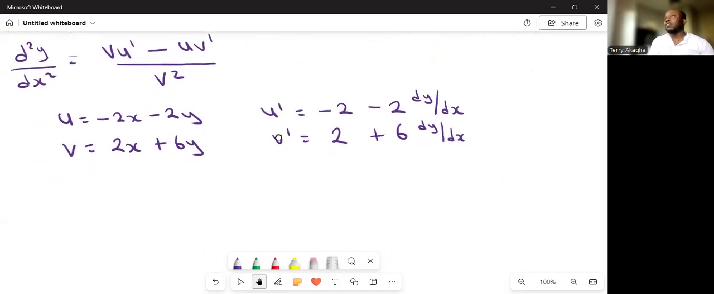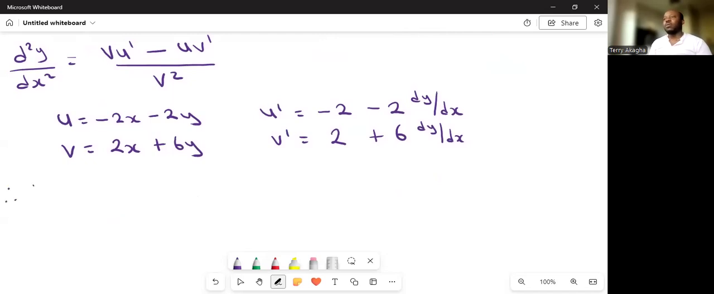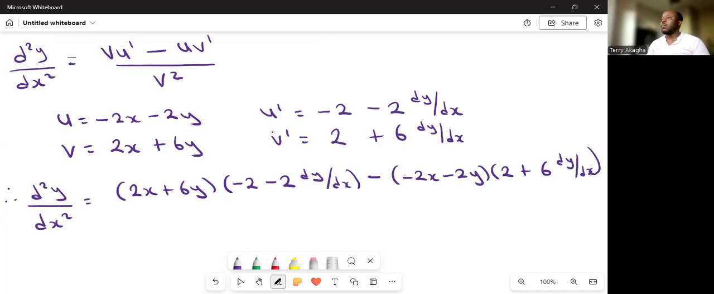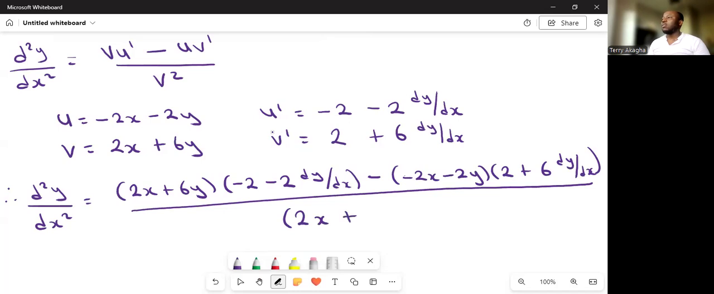So we then put it in the formula. The second derivative, d2y over dx squared, will be equal to v, which is 2x plus 6y, multiplied by u prime, which is minus 2 dy over dx, minus our u, which is minus 2x minus 2y, times our v prime, which is 2 plus 6 dy over dx, all divided by our v squared, which is 2x plus 6y all squared. And that will be the answer for this.